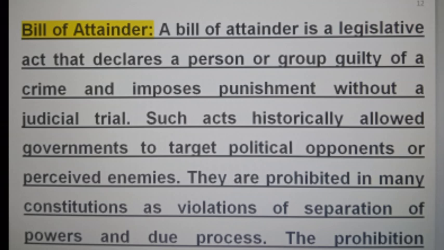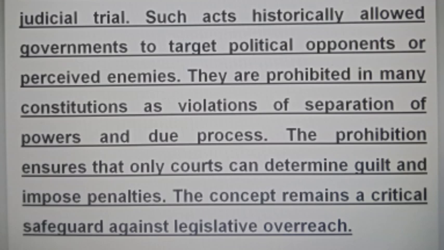The next phrase is Bill of Attainder. A Bill of Attainder is a legislative act that declares a person or group guilty of a crime and imposes punishment without a judicial trial. Such acts historically allowed governments to target political opponents or perceived enemies.